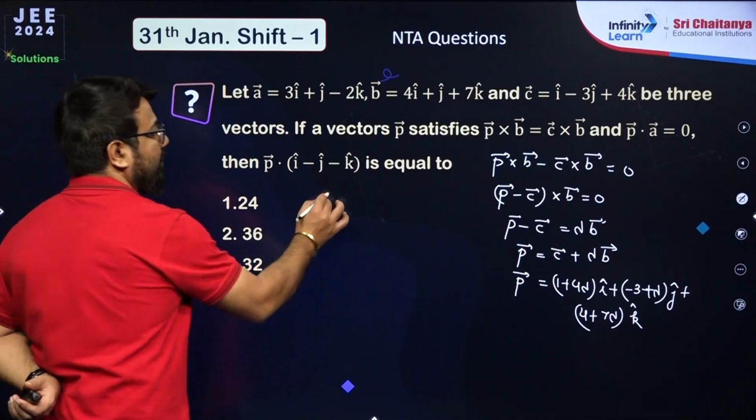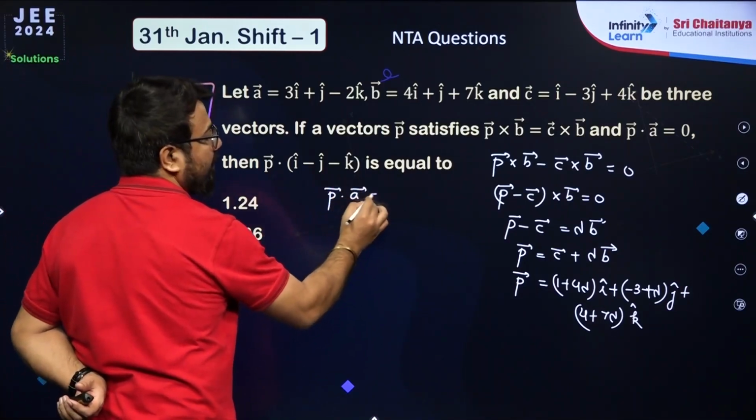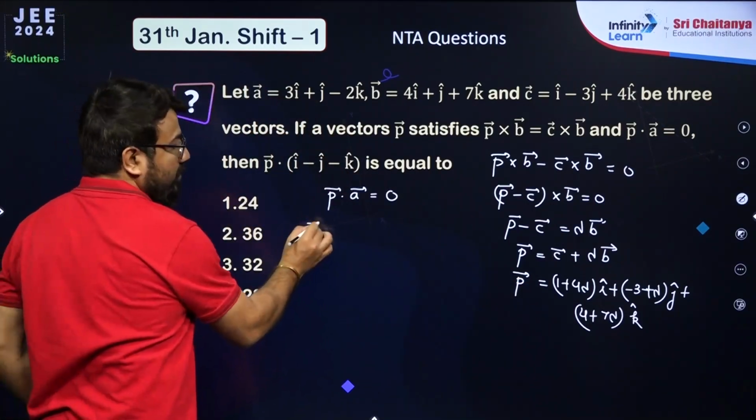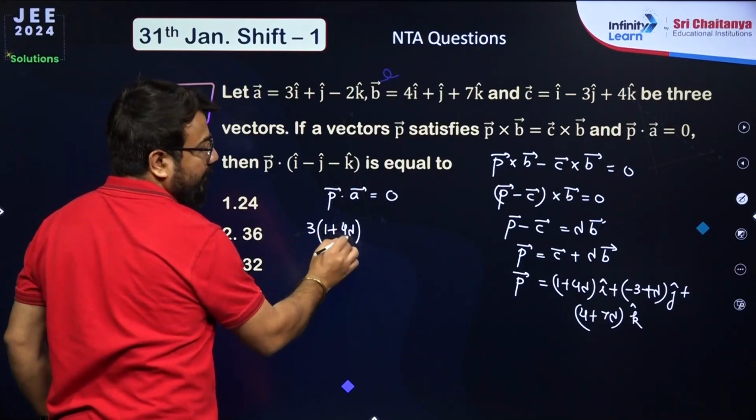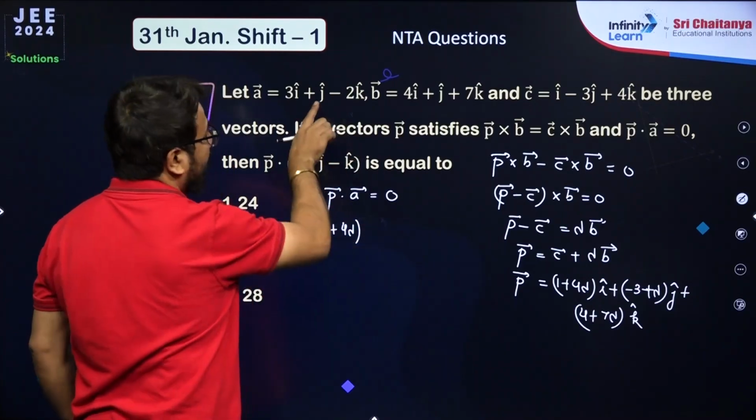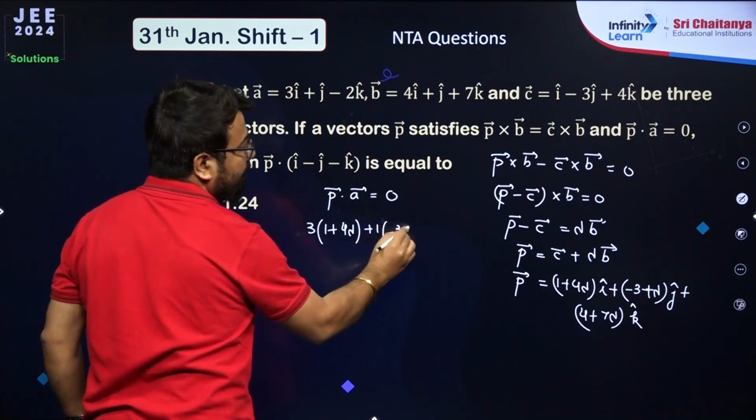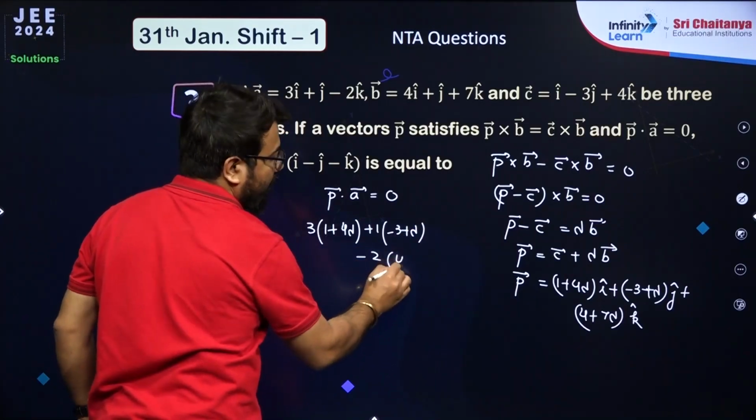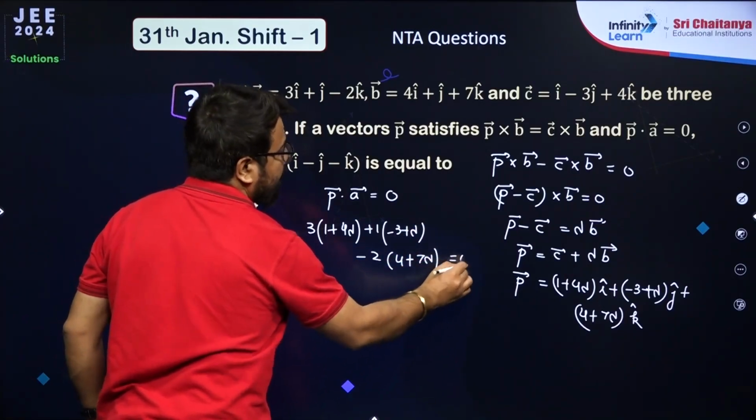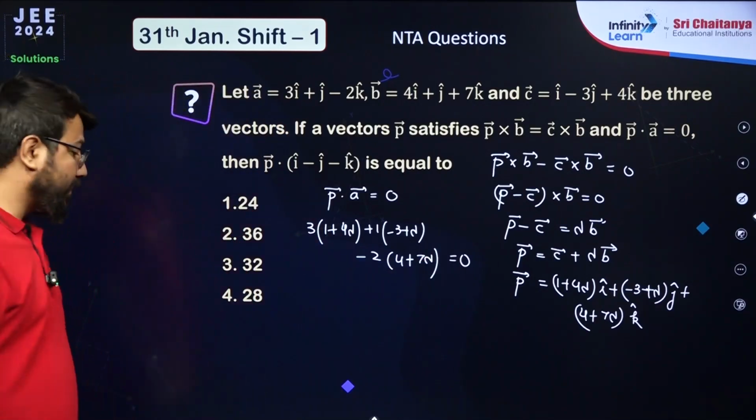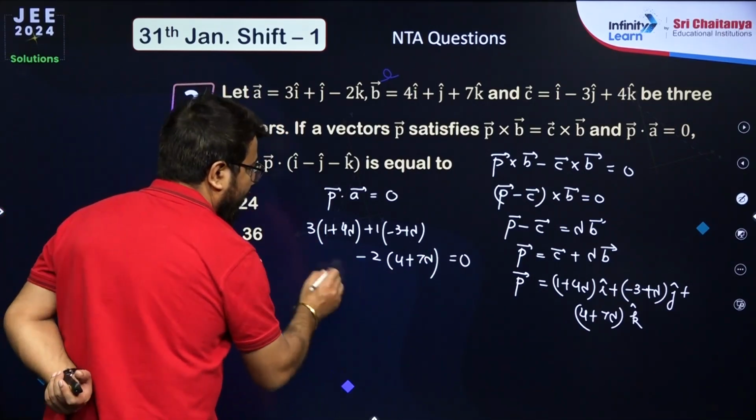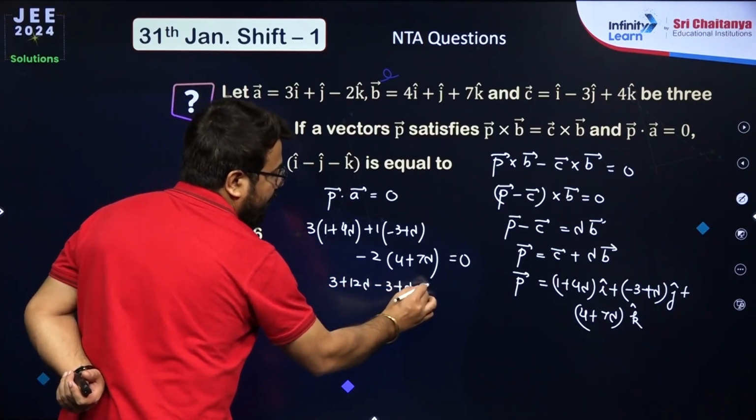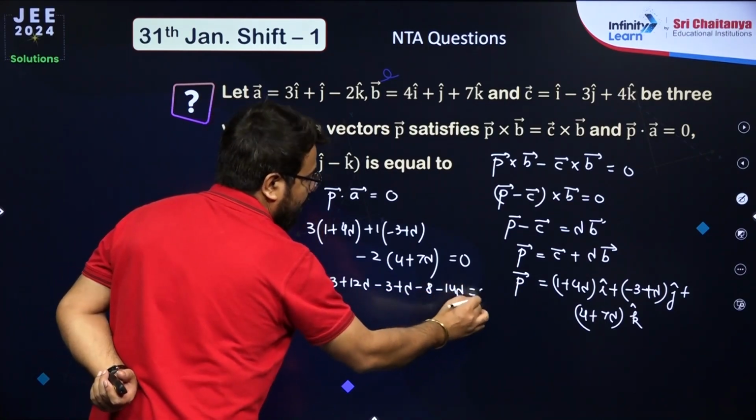Moreover, they have given that this p, if it is taken dot with a, will be equal to 0. Now this vector, if it is taken dot with this one, it will be 3 times (1 plus 4 lambda), then 1 times (minus 3 plus lambda), and then minus 2 times (4 plus 7 lambda). So this is equated to 0. From here, I will be able to get the value of lambda. So here it is 3 plus 12 lambda, minus 3 plus lambda, minus 8 minus 14 lambda is equal to 0.